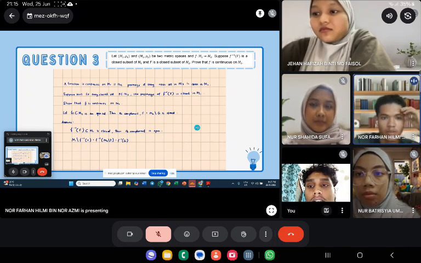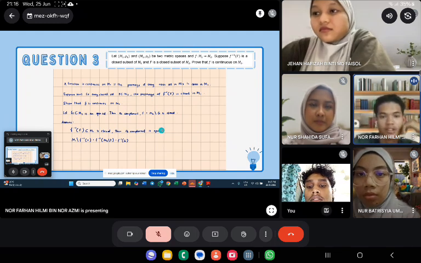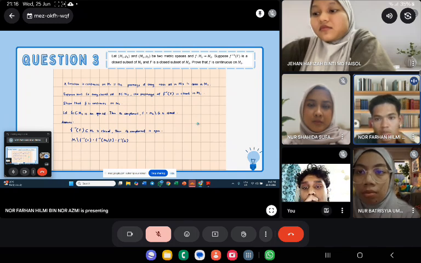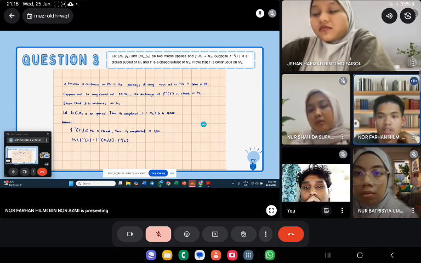Okay, for question 3, the question is: let (M1, rho1) and (M2, rho2) be two metric spaces and f from M1 to M2.